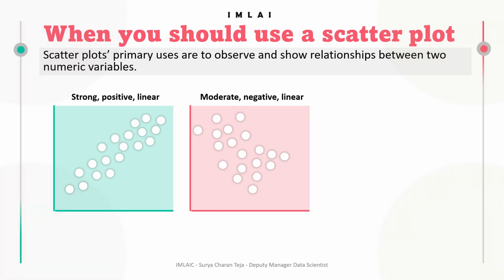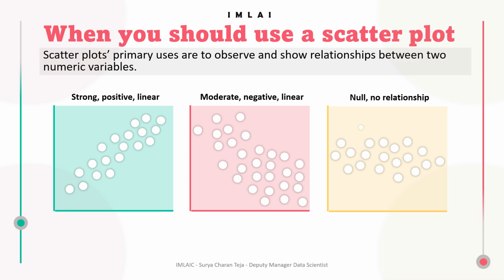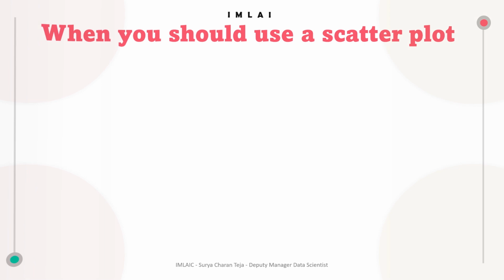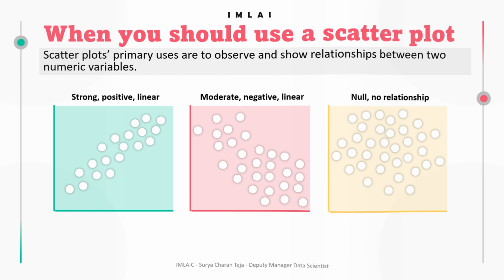Then the next one, we have the third type of relationship, where the data points are scattered around. There is no specific relation, and here you can see they're randomly scattered around. So that's the reason we call them a null, no relationship. And I just want to show you one more time. You see that they are scattered around, there is no particular relationship.